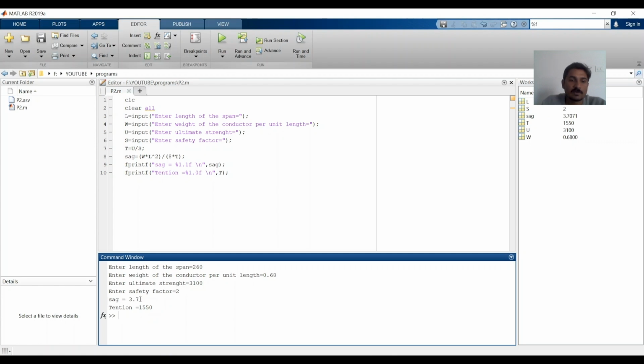If we want the entire value to be printed here, we don't need 1.1 or 1.0. If you want specific values after the decimal, you can use 1.1 or 1.2 like that, and the actual value will be displayed in the workspace.